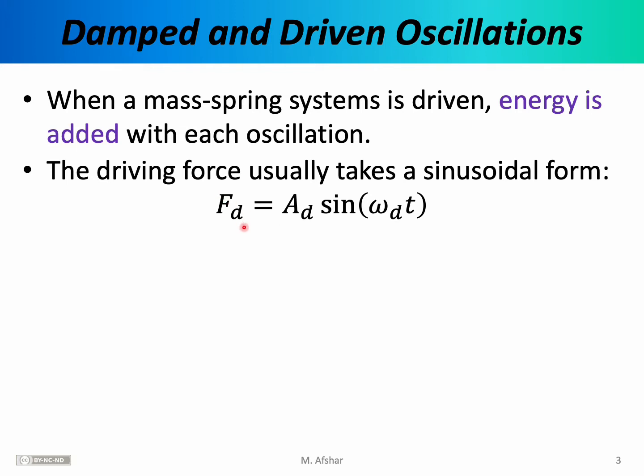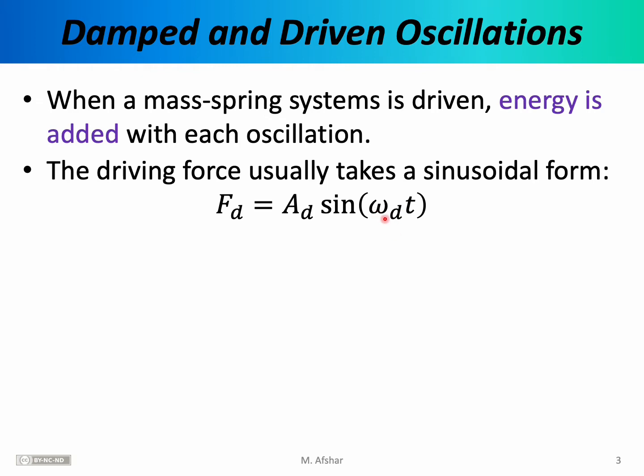F sub d represents the driving force. This is the external force that's being applied. This could be, for example, the force of your finger as you push a pendulum in a periodic, repetitive manner. A sub d is the amplitude of that driving force. So A sub d determines essentially the maximum value of the force that is being applied. And the force is being applied in a periodic manner, like a sine function, and that function has its own angular frequency, omega sub d.